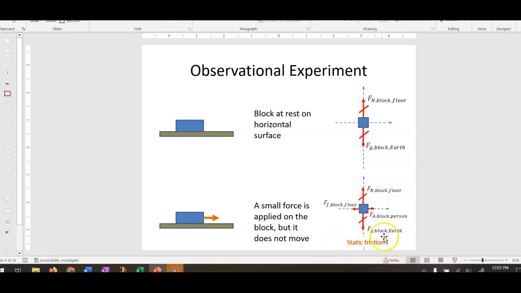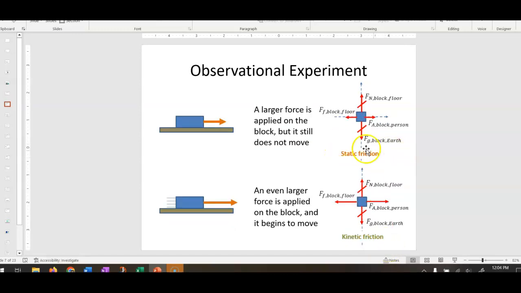We call this type of friction static friction. The word static, notice how similar it is to stationary. When something is not moving, we say that it's stationary. So static friction is the type of friction that something is experiencing when it is not yet moving.